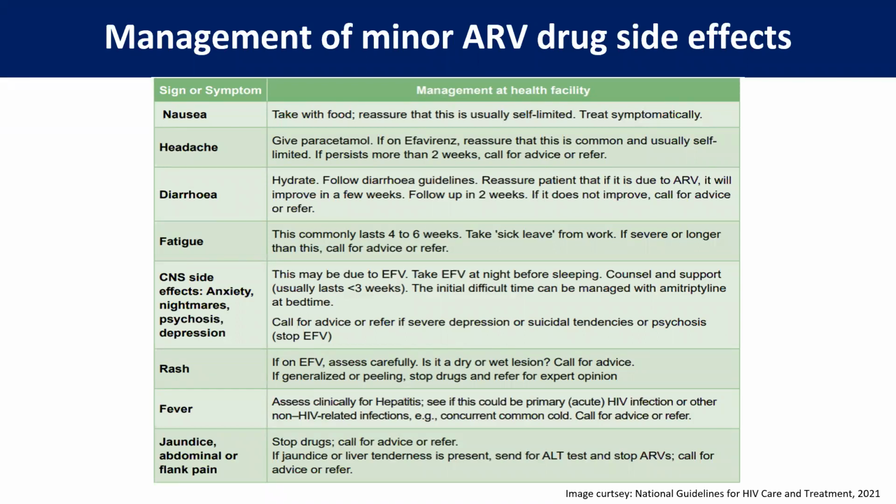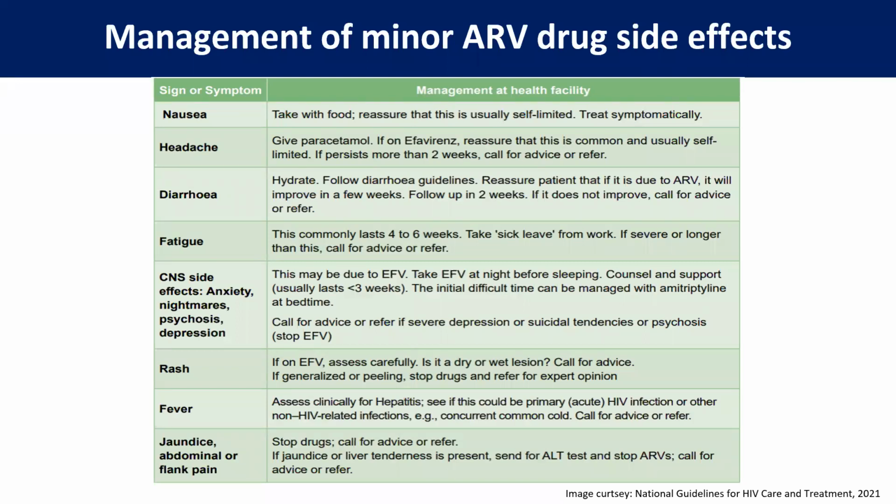So you can have side effects with the PEP regimen as any other drugs will have. Mild symptoms like nausea can be given symptomatic treatment. Symptomatic treatment is enough. Headache, efavirenz can cause headache. Up to 2 weeks you can wait. If it is more than 2 weeks, take an expert opinion. Diarrhea, treat symptomatically. Up to 2 weeks, it's okay. If it is more than 2 weeks, then further follow-up or evaluation is necessary. Fatigue is usually for 4 to 6 weeks. He can take sick leave, but if it lasts more than 6 weeks, better to call for advice or refer the patient.